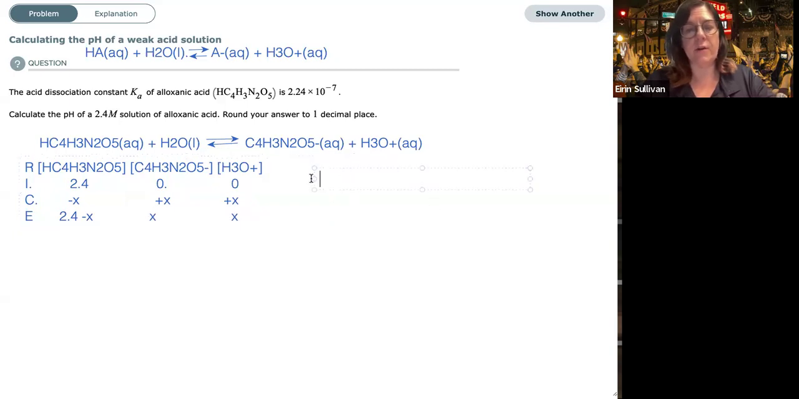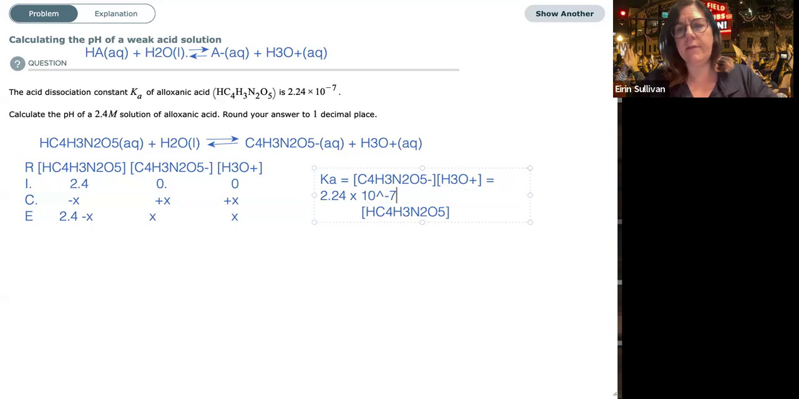We can substitute those into our equilibrium constant expression. That's going to take the form of the concentration of our conjugate base, C4H3N2O5 minus, times the concentration of hydronium at equilibrium, divided by the concentration of our weak acid at equilibrium, HC4H3N2O5. And because we've been given the equilibrium constant Ka, that's just going to be equal to some number. In this case, Ka is 2.24 times 10 to the power of minus 7.